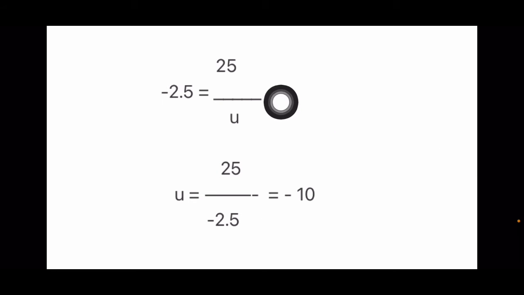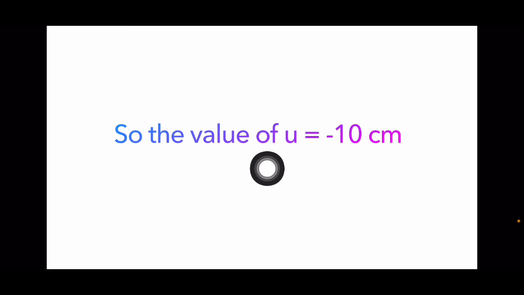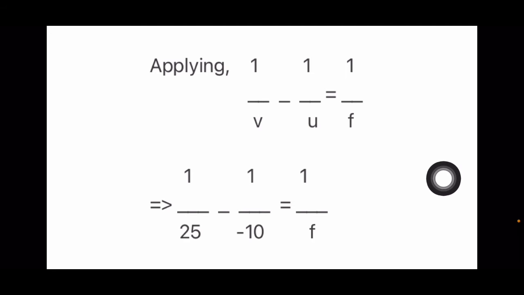So by bringing u to the left side, we can now divide the values substituted. So 25 divided by minus 2.5, we get minus 10, and this is in terms of centimeter. So the value of u is equal to minus 10 centimeter. Now applying the lens formula, 1 by v minus 1 by u is equal to 1 by f, where f is the focal length of the lens. Now substituting the values, we get 1 by 25 minus 1 by minus 10 equal to 1 by f.